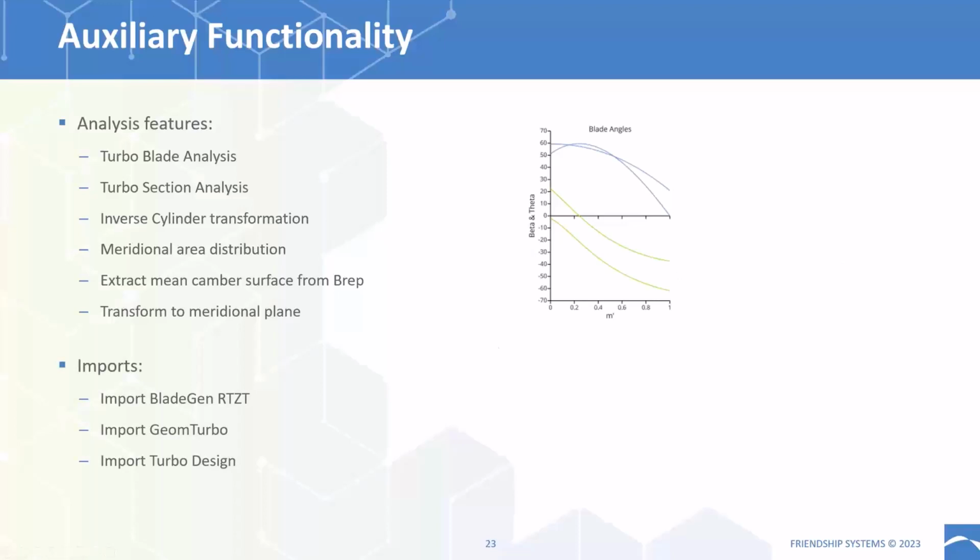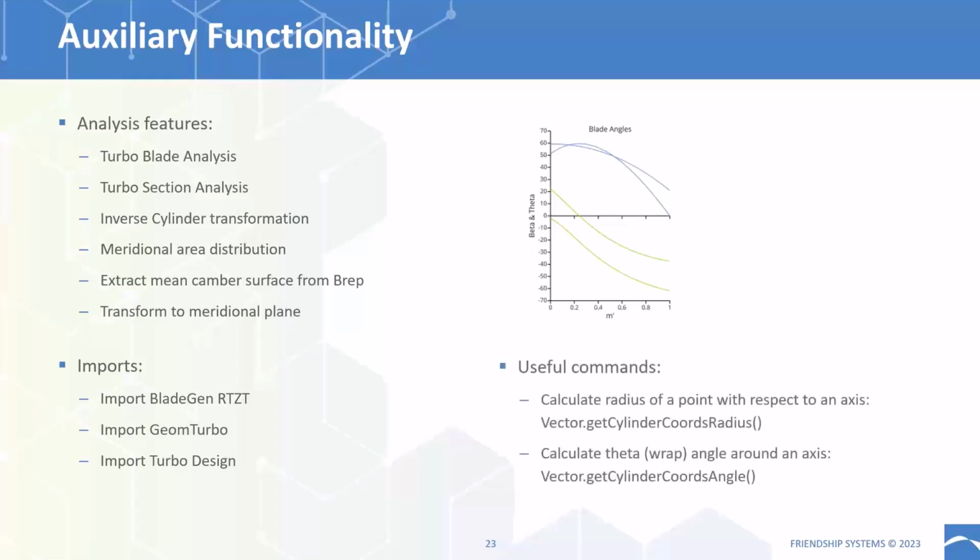There are also some imports available, like a BladeGen import, a GeomTurbo import, and a TurboDesign import, which allow you to import data, for example, from other preliminary design tools. And there are a bunch of commands available if you're doing more in-depth work and scripting, for example, to transform or get the cylinder coordinates from a given point, and so on.